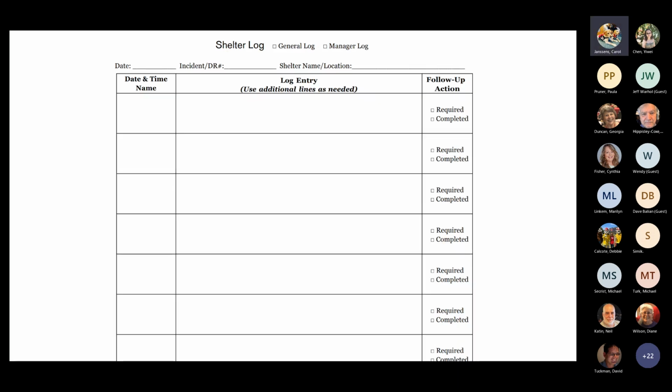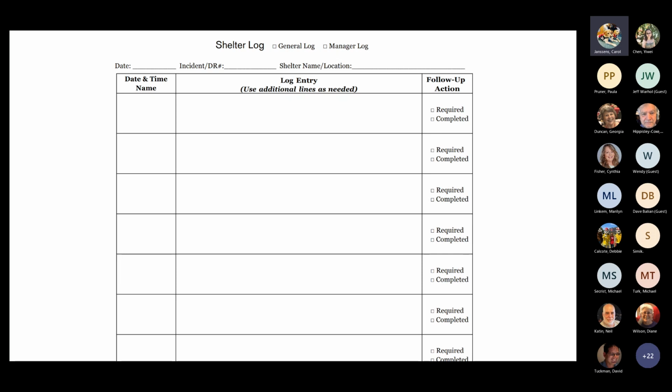So this is the shelter log. And there are 2 shelter logs. That's why it says general at the top, and the manager. The general log is what everybody from the shelter team can write in. And I always encourage everyone to write more, to overwrite rather than underwrite. When you come on shift, you can read what happened during the previous shift. So everybody can read what's going on from that.